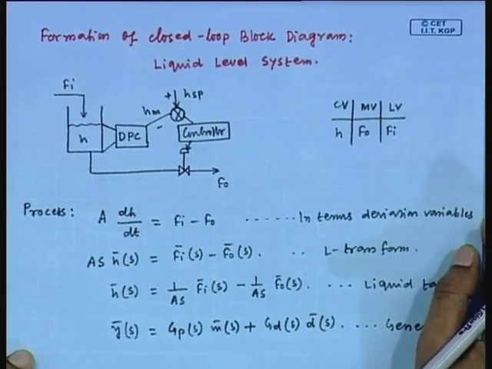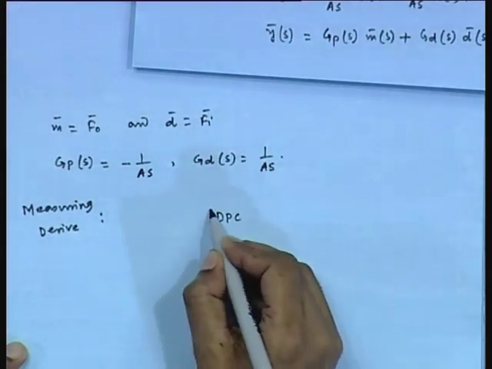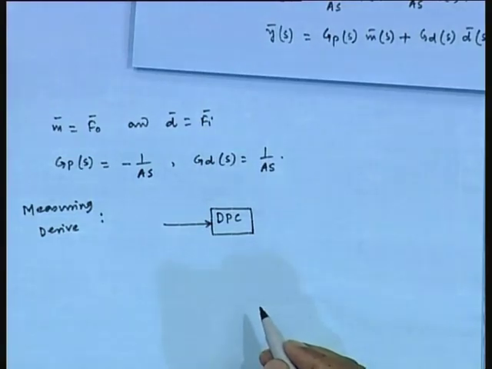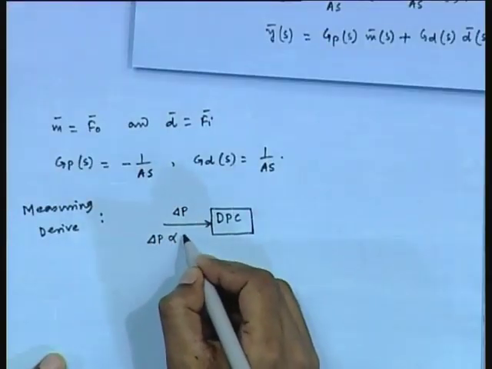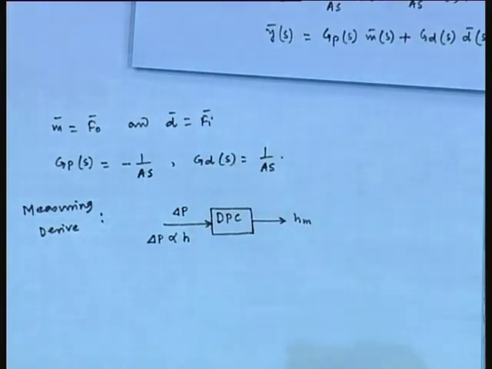So, here the measuring device is the differential pressure cell. We need to find the transfer function of that differential pressure cell. What is the input to this differential pressure cell? Input is the pressure difference del P, and we can consider del P proportional to liquid height. What is the output of this differential pressure cell? H suffix m. So, input to the differential pressure cell is the pressure difference, and output is H m.